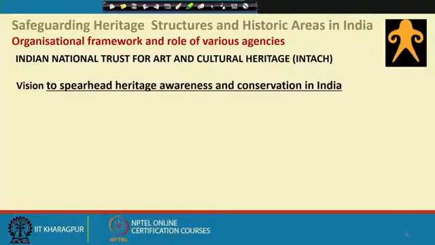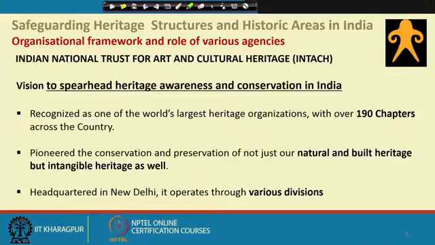Now, let us see what was the vision of INTACH. The vision was to spearhead heritage awareness and conservation in India, and initially when INTACH started, it was supposed to play the role of a watchdog, that being outside the government, it can really talk and form public opinion, and wherever protest is required, INTACH can do that. That was the role INTACH was supposed to play.